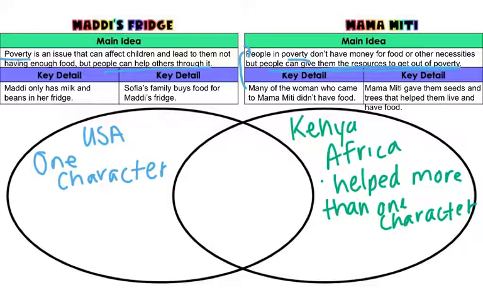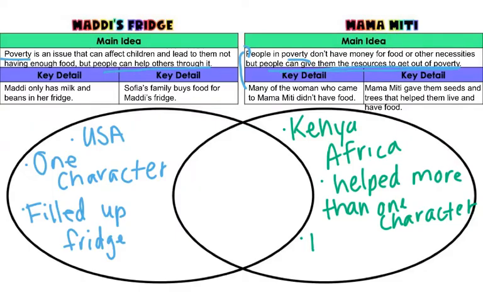How did they solve the problem in Maddie's Fridge? Well, they bought food and they filled up the fridge. In Mama Mitty, how did they solve the problem? Well, she gave trees to help them survive over a long period of time.